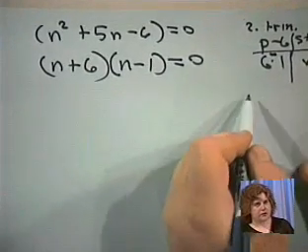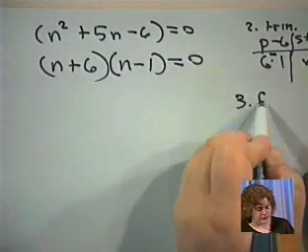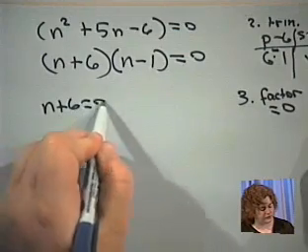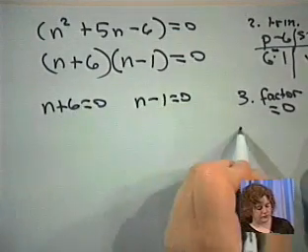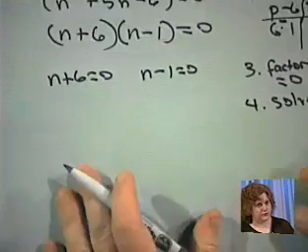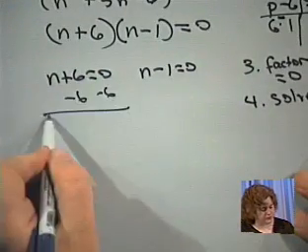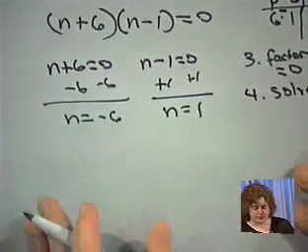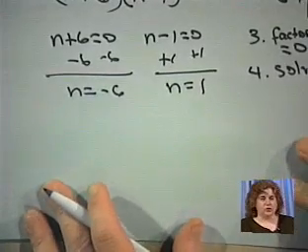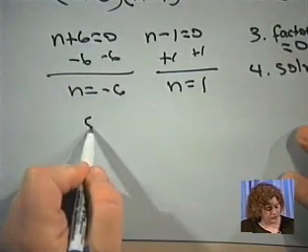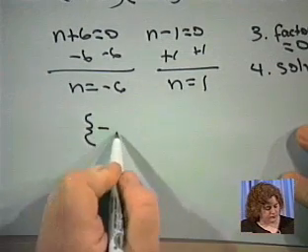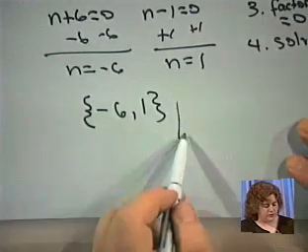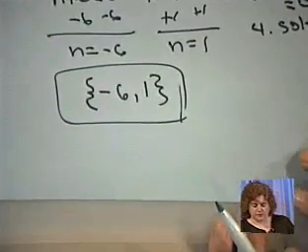We have factored it. Our next step is to set each factor equal to 0. So n plus 6 equals 0. N minus 1 equals 0. Solve each of those. Subtracting 6, we have n equals negative 6. Adding 1, n equals 1. And I will leave it to you to check it in the original. Our solution set is negative 6 and 1. Oftentimes books will present their answers to you by writing out the solution set in set notation.